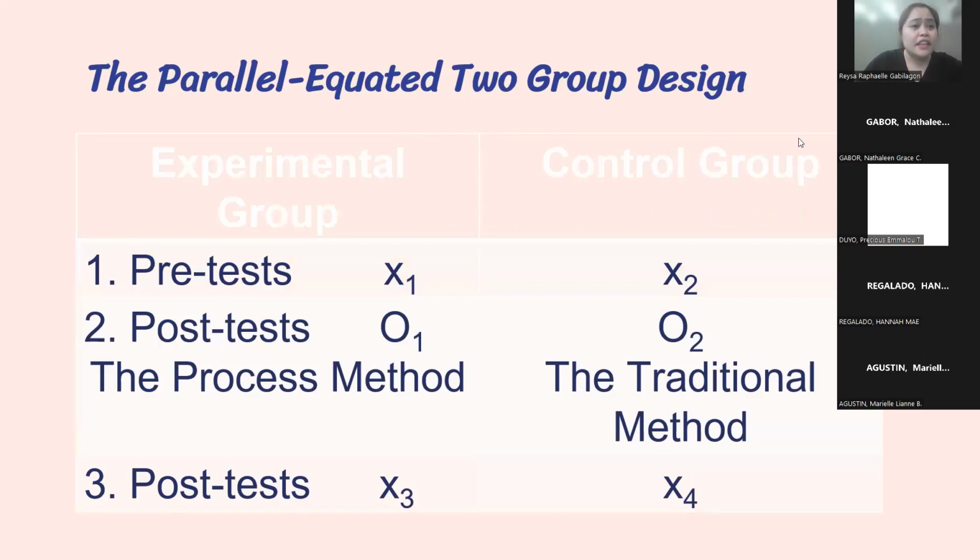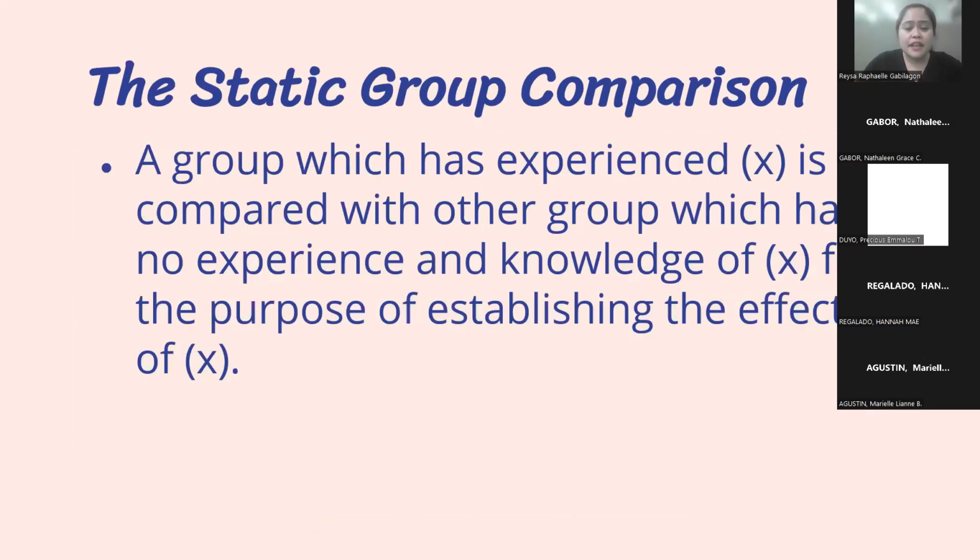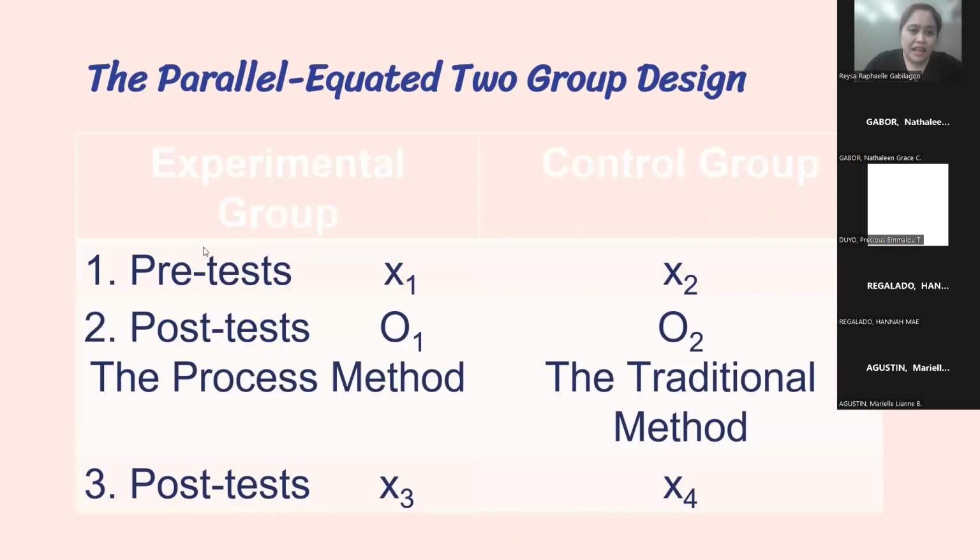You still have experimental and your control group here. And what is their difference with the static group? Remember, sa static group, you only have the treatment and then afterwards the post-test. This time, for the parallel equated two-group design, you will be doing the pre-test first before giving the treatment. So the treatment can be your investigational drug, and then the other one will be the traditional method. The traditional method may be the positive control. Tapos after that, you will be doing the post-test. Okay? And then we will be comparing the results. Kung may pagbabago ba or wala, and may difference ba yung result ng experimental group and ng control group.